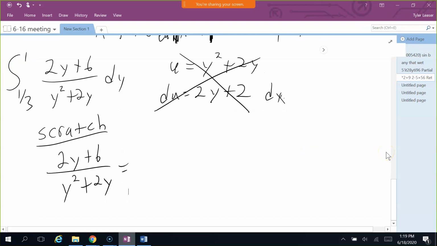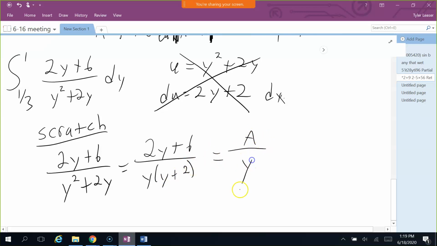Okay. To do that, we have to factor that denominator. All we can do factoring that denominator is to pull a y out of there. But that leaves us with two linear terms. So we're going to have a fraction over that first linear term y, and a fraction over the second linear term y plus 2.